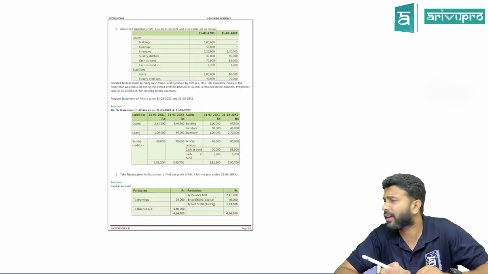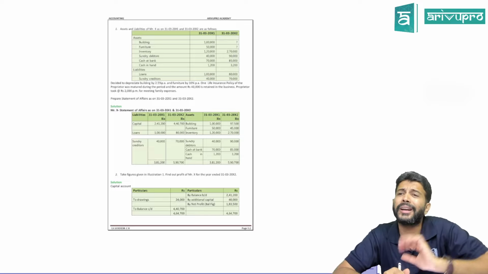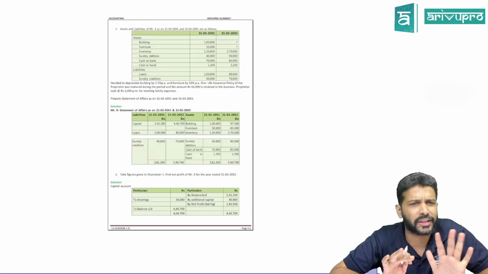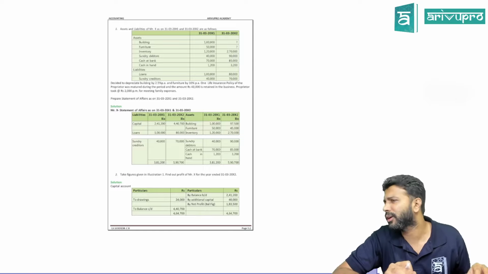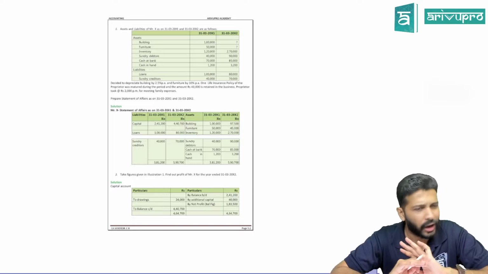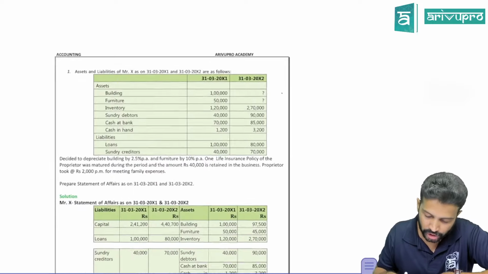So with this, can we get started directly into the problems? Single entry system means accounts maintained under a proper system or haphazard? Haphazard. The only thing we have to do is find out the missing information and prepare final accounts. Directly, let's get started with question number 1.